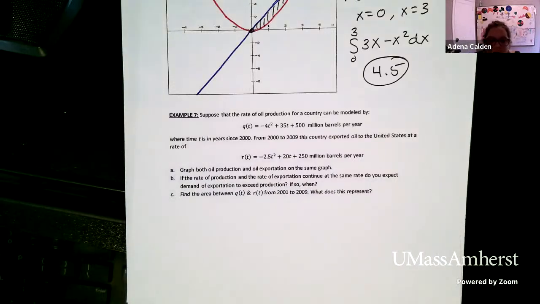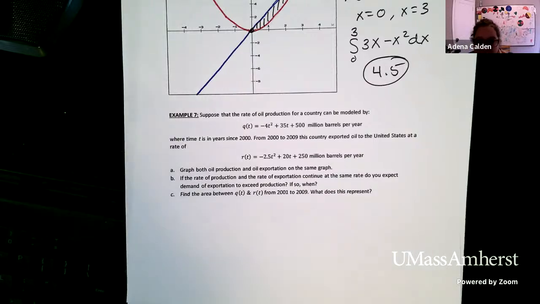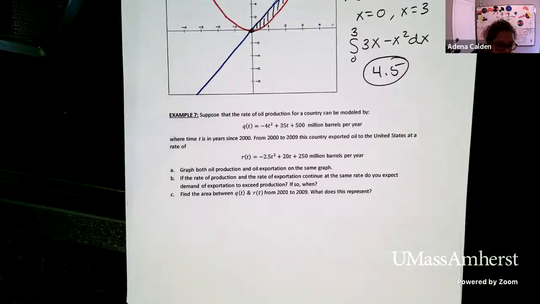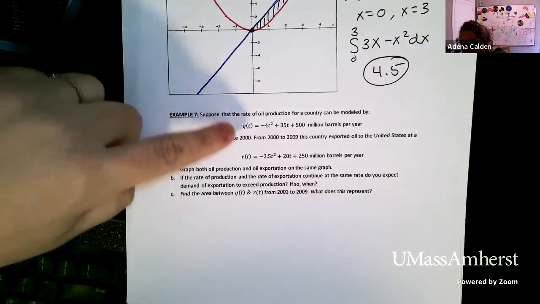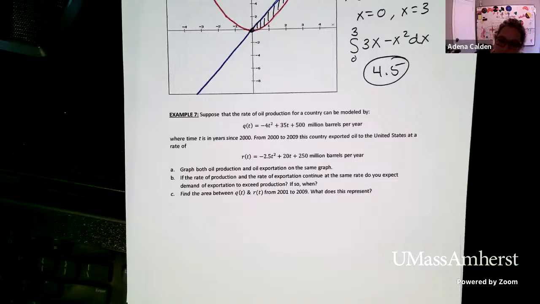And then part C, find the area between the curves from 2001 to 2009, and what does this represent? Okay, so we're really thinking about how we set up these curves, how we think about the area between the curves, and how we interpret the findings that we're getting. So I'm going to give you about 3 minutes to try this out. On your calculator, on the graphing, when you do y equals, you have to put one of each of these functions in each of the y equals to graph them simultaneously. So try that out, see what you can come up with, and then in about 3 minutes, we'll go through it together.